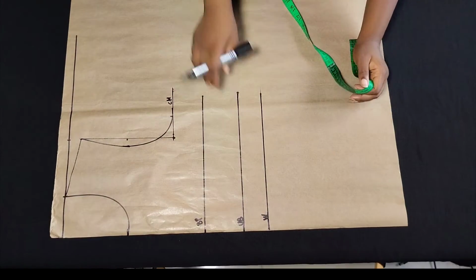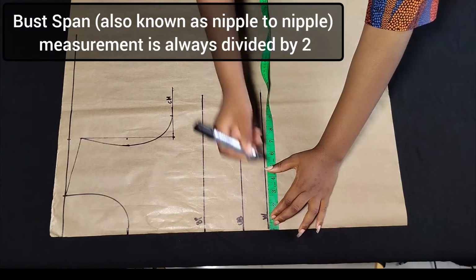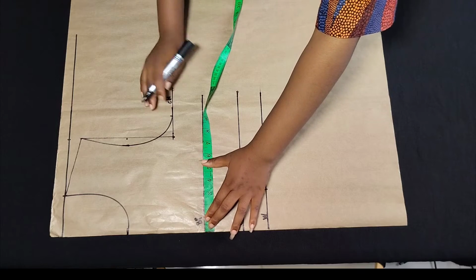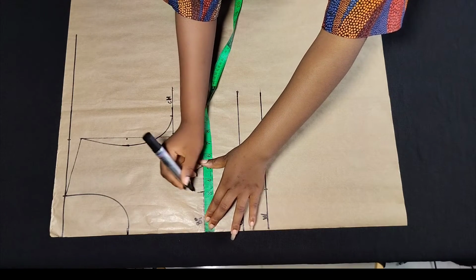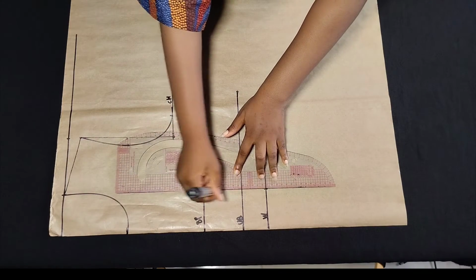Next, I will come to my waistline and impute my bust span measurement. I'm working with a bust span of 6, divided by 2 is 3. So I'll also impute that same measurement on my bust point line, and I'll connect it using a straight ruler.